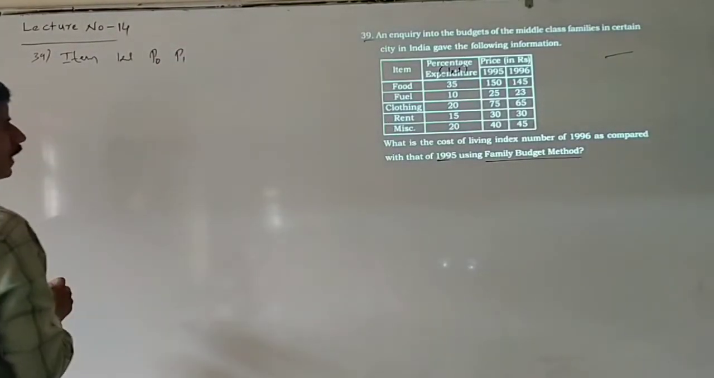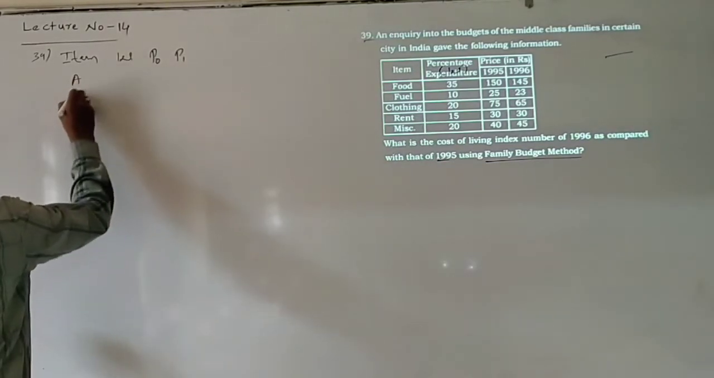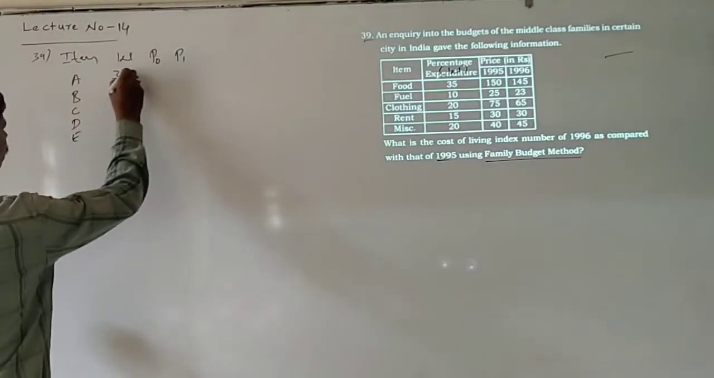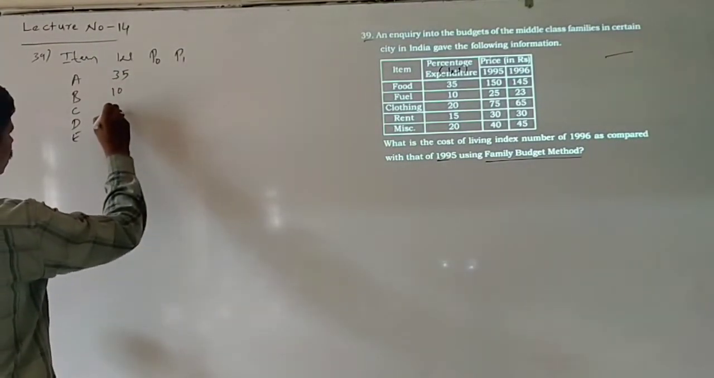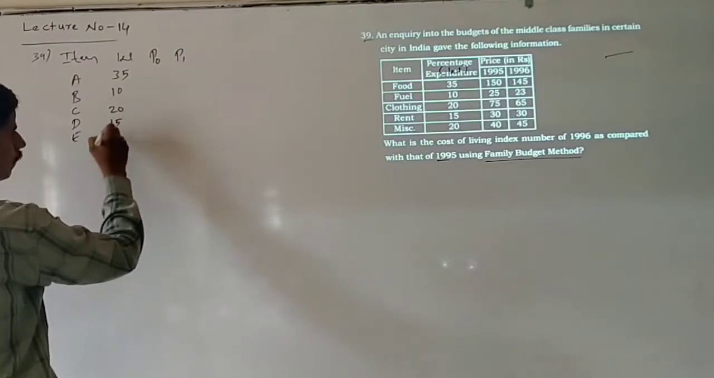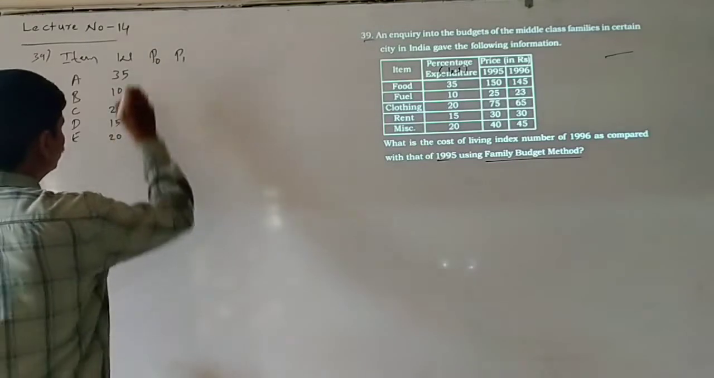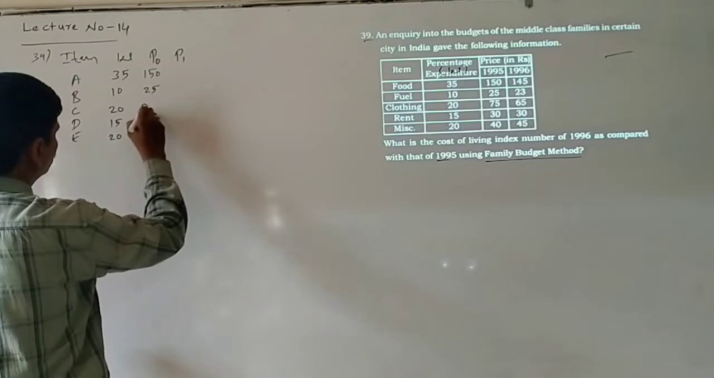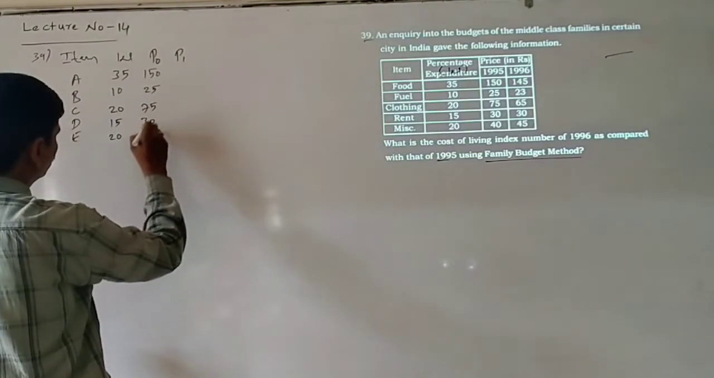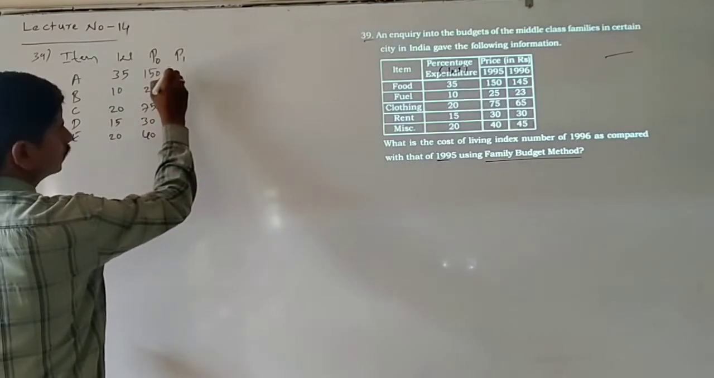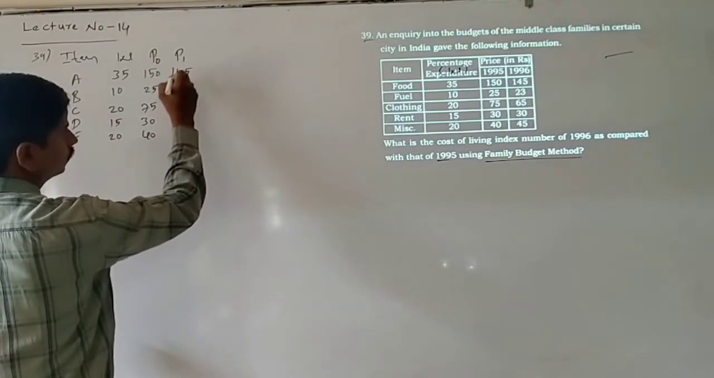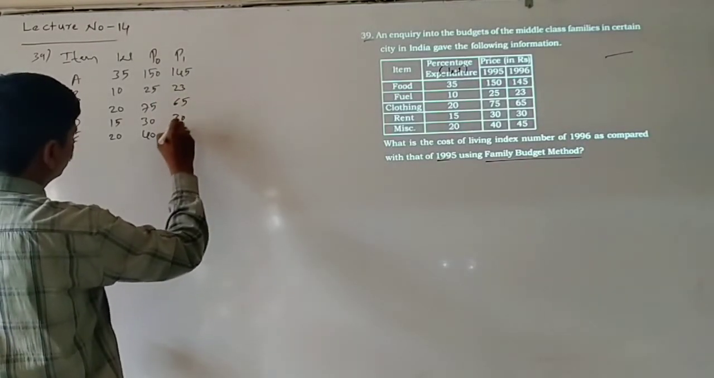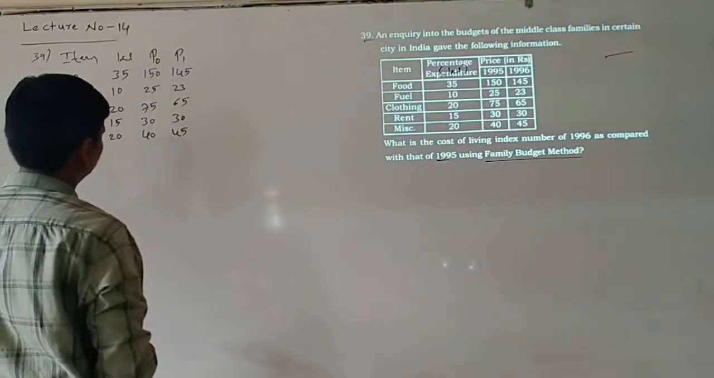Here items are A, B, C, D, E. With respect to rates, W is 35, 10, 20, 15 and 20. P0 values are 115, 25, 75, 30 and 40. P1 values are 145, 23, 65, 30 and 45.